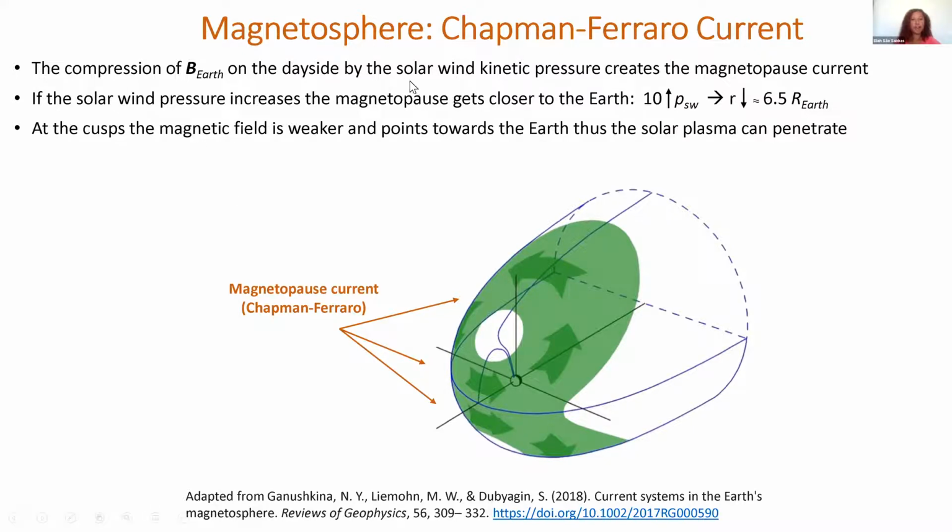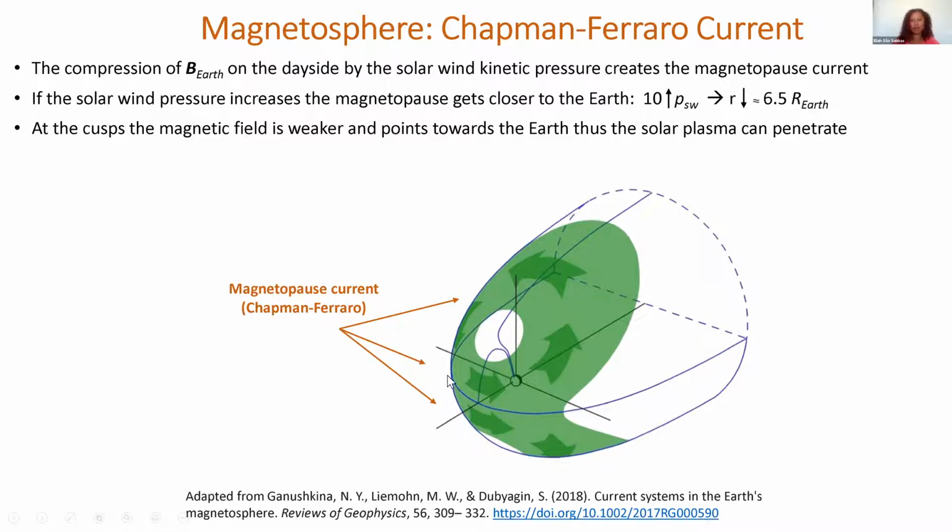So the first one, the Chapman-Ferraro current, is created by the compression of the magnetic field on the day side due to the solar wind kinetic pressure, and that creates the current. If the solar wind pressure increases, the magnetopause gets squeezed and gets closer to the Earth. As an example, if the solar wind pressure is 10 times higher than it normally is, the magnetopause gets much closer to the Earth. Instead of 10 Earth radii, it becomes around 6.5 Earth radii.